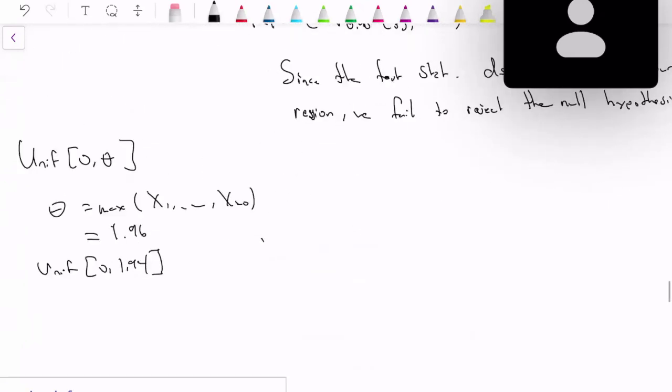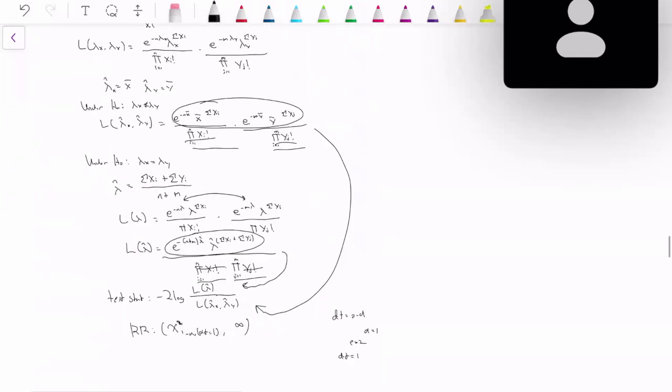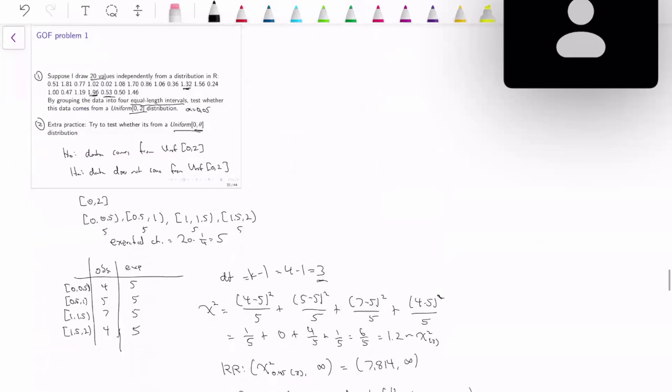This is also week 9, if you guys want to take a look. All the tests here, Wald tests, score tests, likelihood ratio test, goodness of fit test is all week 9.